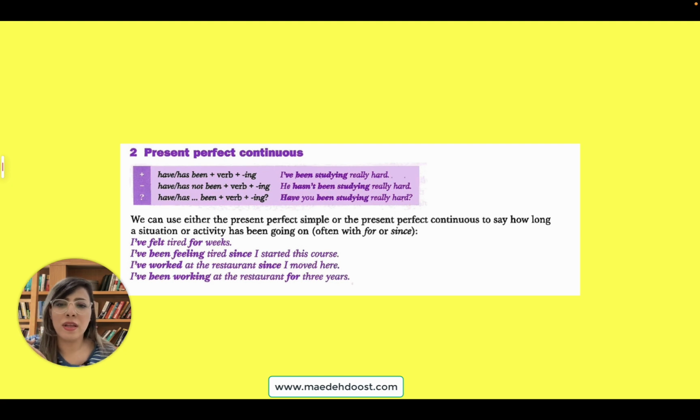Which one do you think shows the length of time? Second one. Which one is the length of time? Which one feels more like how long? How long an activity. So I've worked at the restaurant since I moved here. I've been working at the restaurant for 3 years.